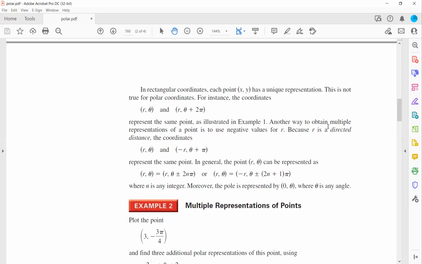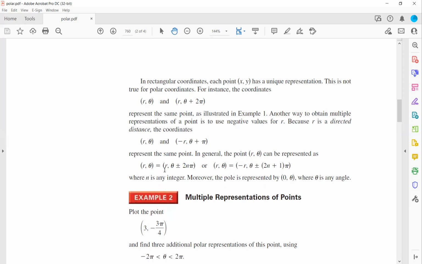Another way to obtain multiple representations of a point is to use negative values for R. R and theta, and negative R and theta plus pi, are also equivalent to each other. So far, what do we have? We have R and theta equals R and theta plus or minus 2n pi, or R and theta equals negative R and theta plus or minus (2n plus 1) pi, since you can multiply your directed distance by a negative number.